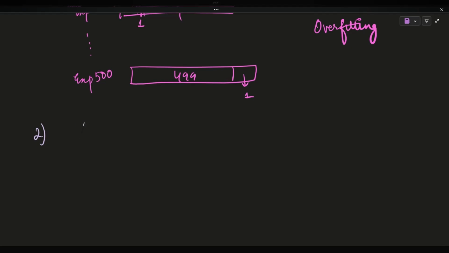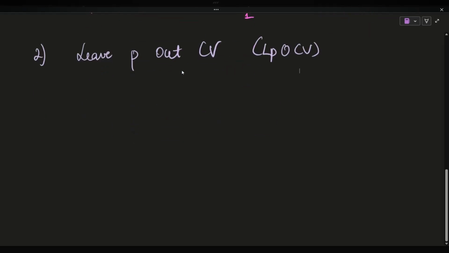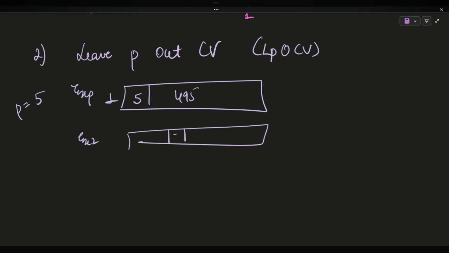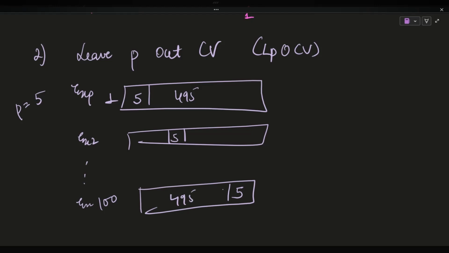Next is the same but a little bit different: leave p out cross validation. CV is cross validation. What is the meaning? In every experiment I will leave p data out. That means if p value is 5, the first 5 values will be for validation, the other 495 for training. In experiment 2, the next batch of 5 will be for validation. So in that way I have to run 100 experiments. Obviously overfitting will be there, it is time consuming, the same disadvantages for leave p out also.